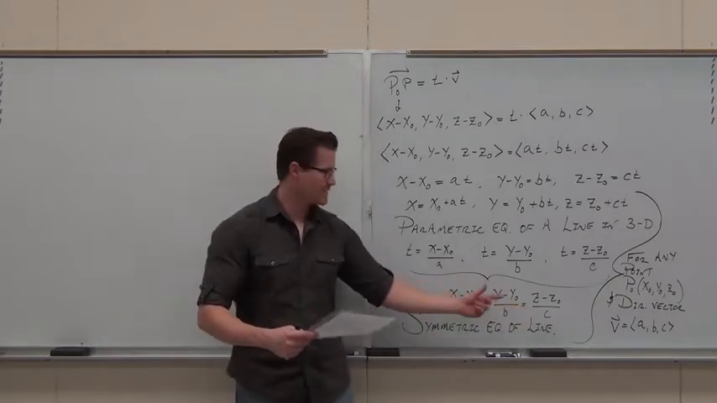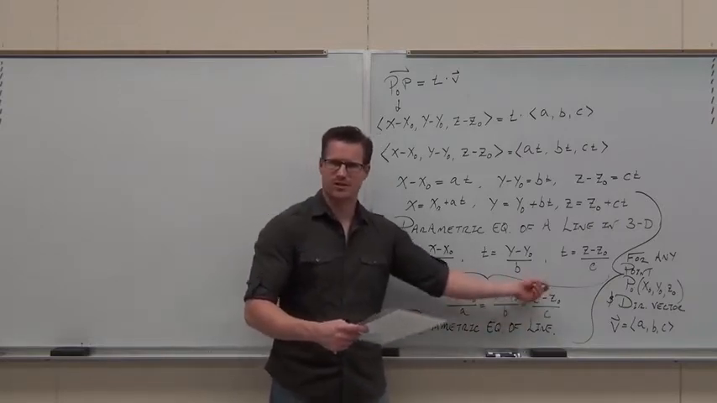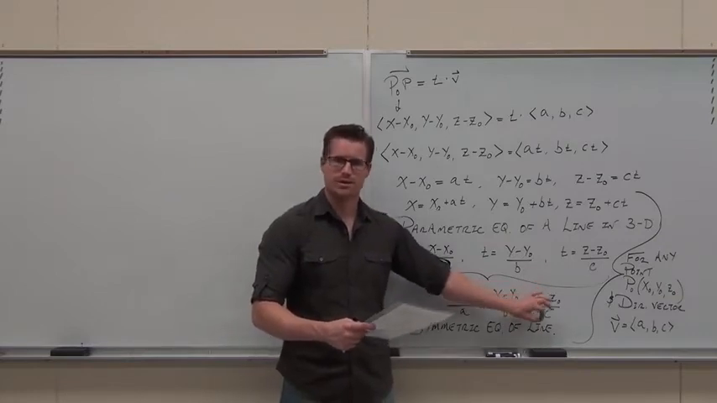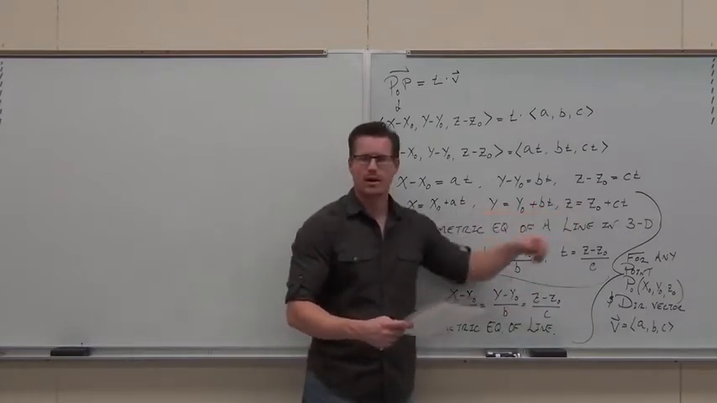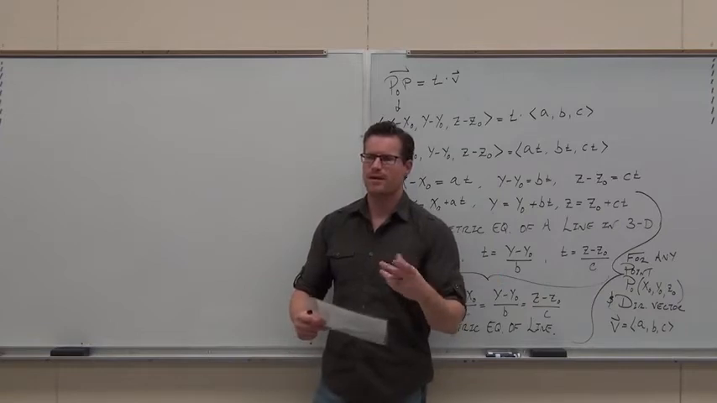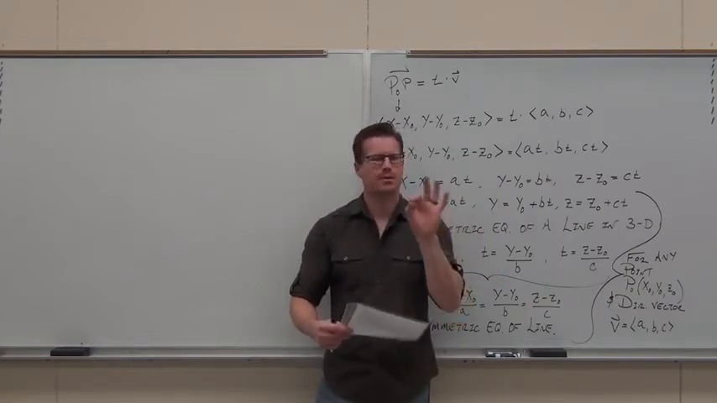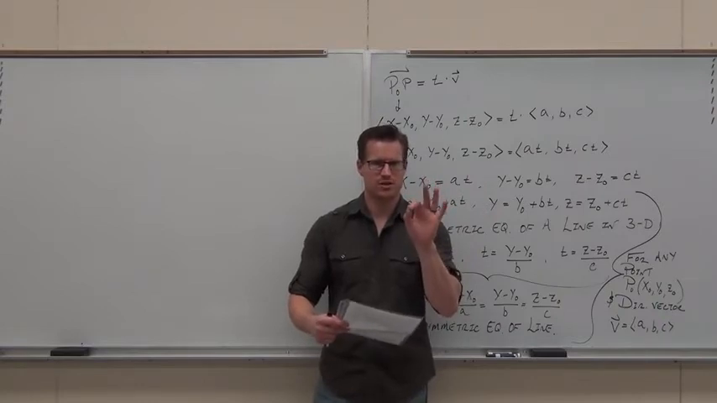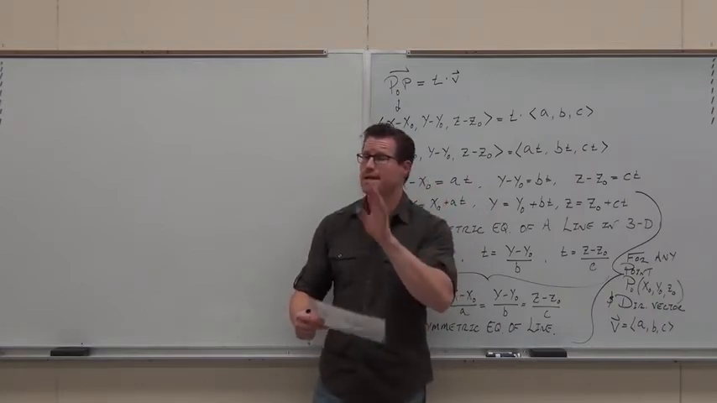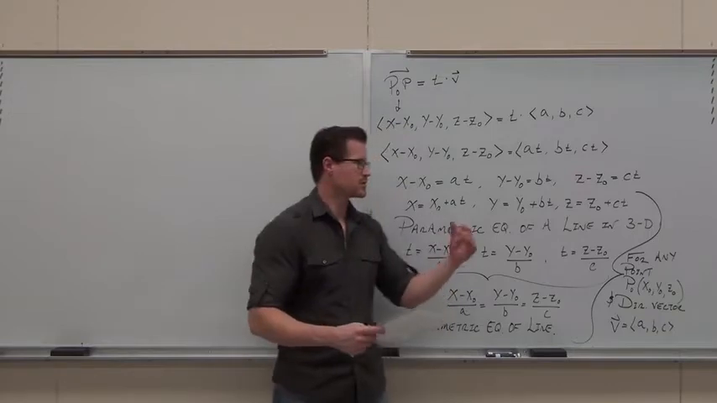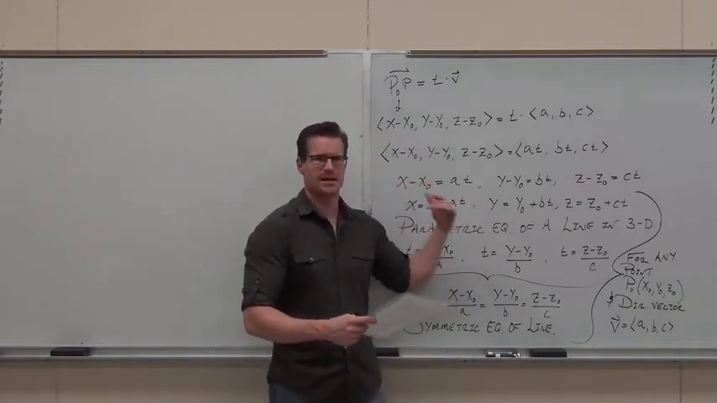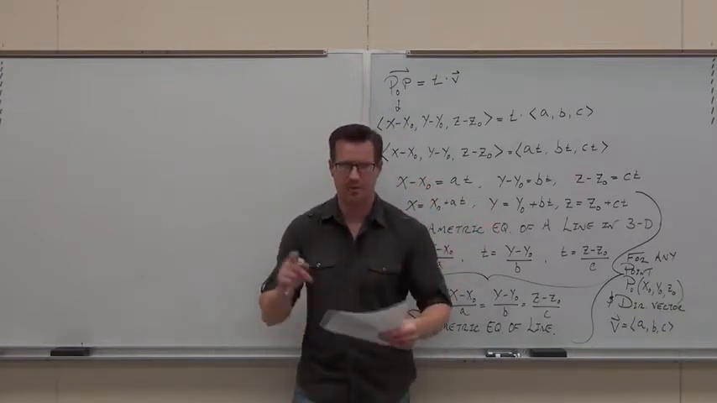it's possible. You lose the equation because you have this undefined thing. If one of those is zero, so here or here or here, what that means is that the line is actually bound in a plane. If a direction number is zero, your line is actually in a plane that's parallel to the y-z plane, the x-z plane, or the x-y plane. I'm going to write that out here real quick.